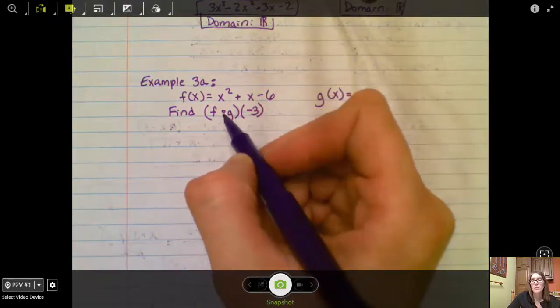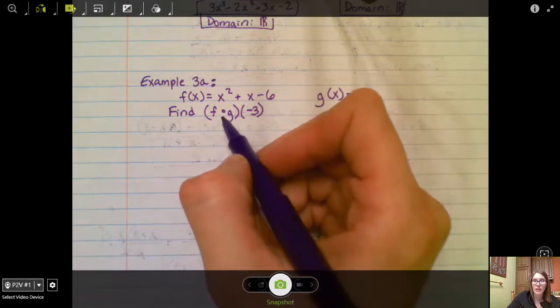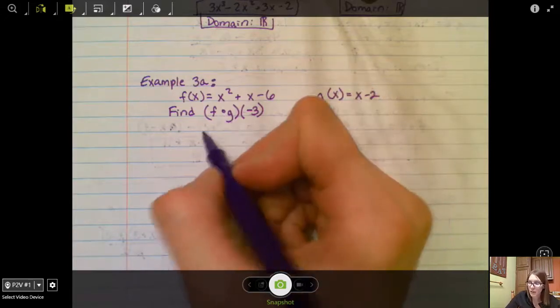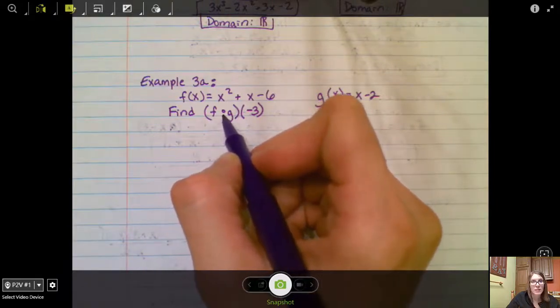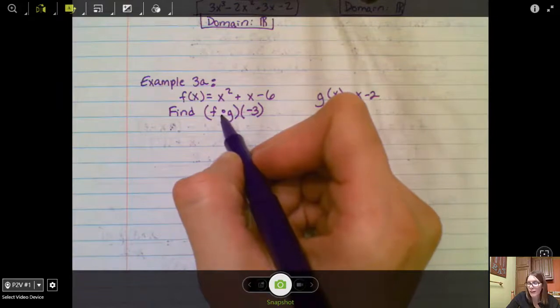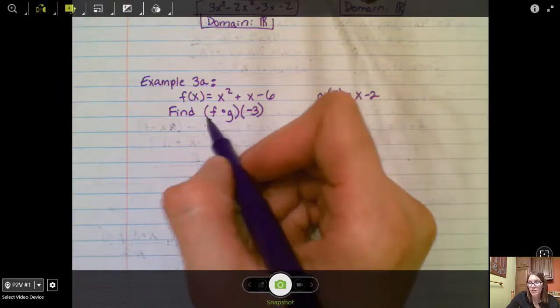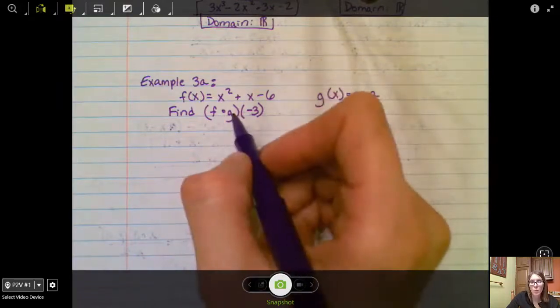There is a difference between multiplication and composition. They're very, very different operations. So just pay attention to, in this case, the circle in the middle is open. It's not a multiplication dot. It's an open circle. So that's our clue. Function composition is what we want to deal with.